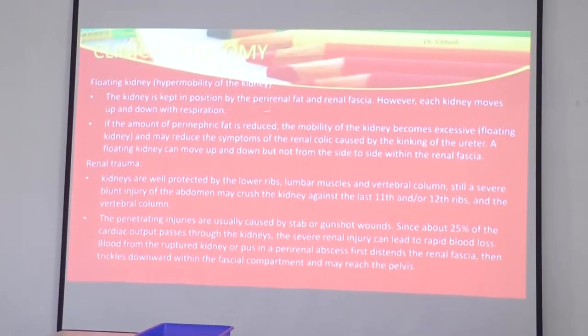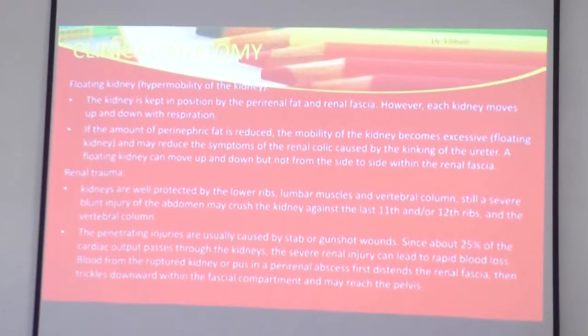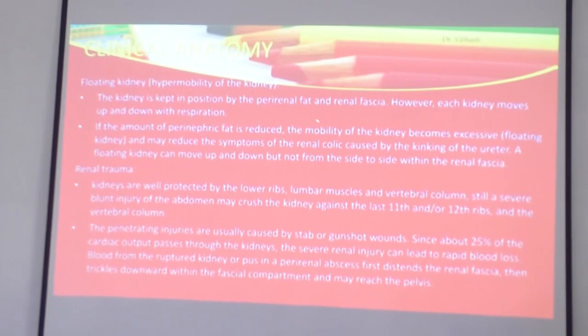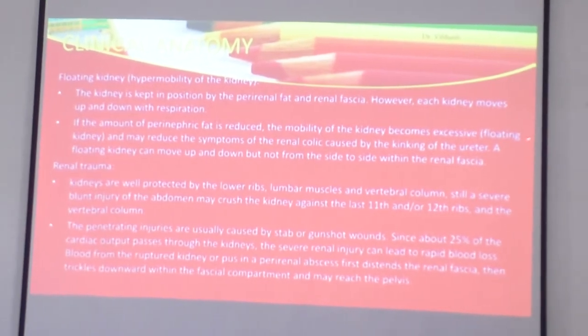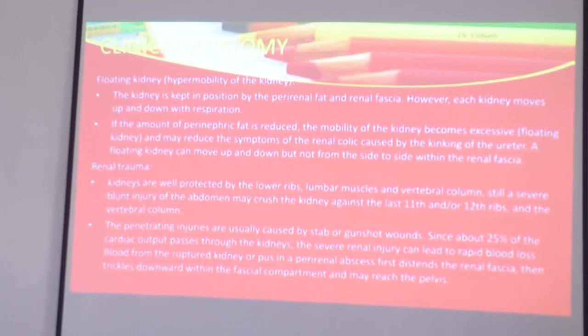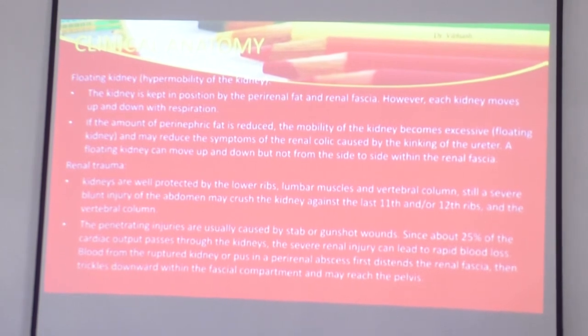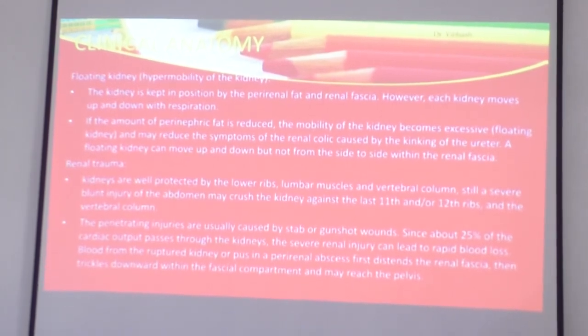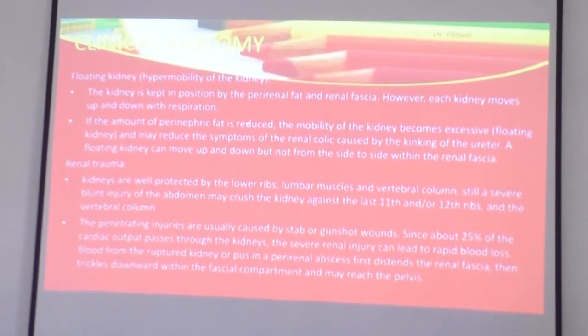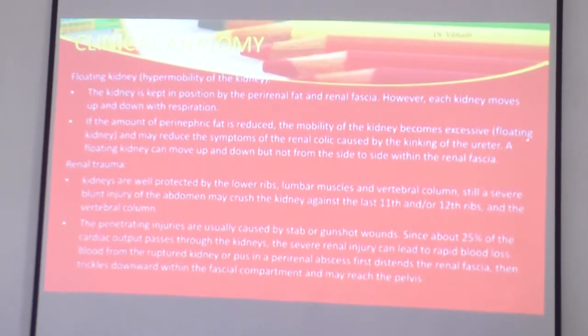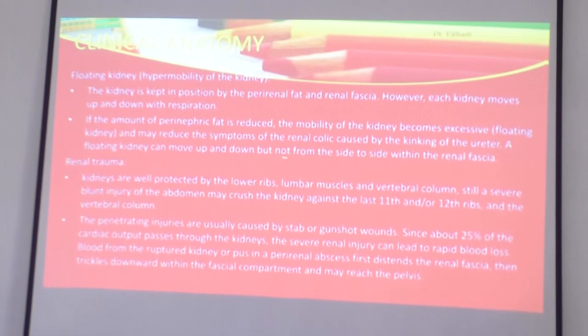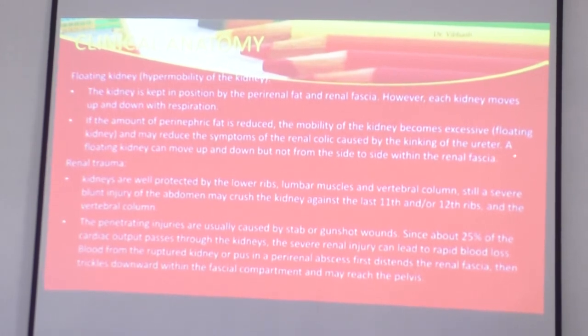Next, we go to the clinical aspects. First one is floating kidney, or hypermobility of the kidney. Kidney is kept in position by the perirenal fat and renal fossa. However, each kidney moves up and down with respiration. Movement is about 2.5 cm, as you have learned. If the amount of perinephric fat is reduced, mobility of the kidney becomes excessive. That is known as floating kidney, and it may produce the symptoms of renal colic caused by kinking of the ureter.